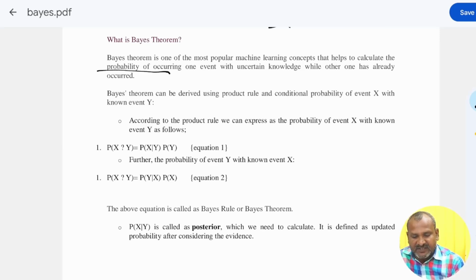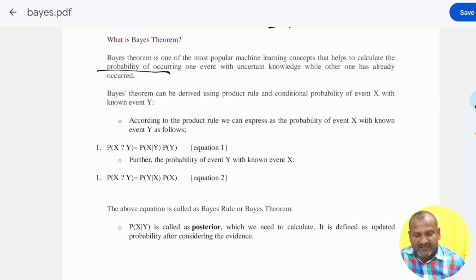See, Bayes theorem can be derived using the product rule and the conditional probability of event x with known event y. That means here we take two events: one is x, one is y. Here x is the event whose conditional probability we want, and y is the known event. See, according to the product rule, we can express the probability of event x with known event y as follows.